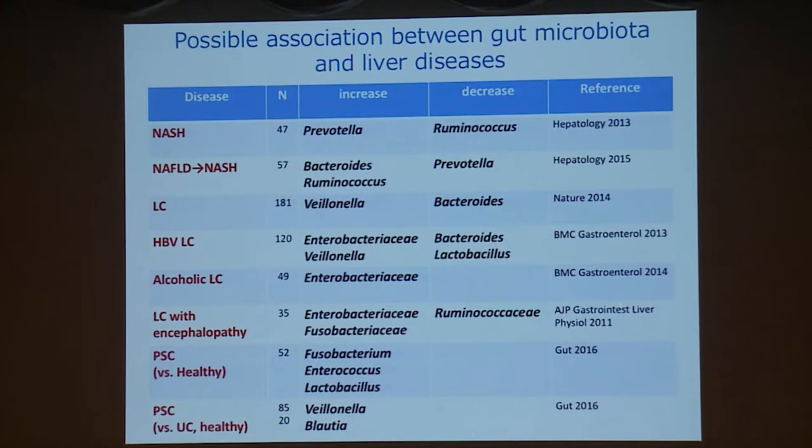Recent progress in the metagenomic analysis enabled us to identify the increase or decrease of microbial species in liver disease, including PSC. In PSC, Fusobacterium, Enterococcus, Lactobacillus, Veillonella, and Brachyspira have been reported. However, it is still unclear whether these bacteria directly contribute to the pathogenesis or just represent a result of disease progression.